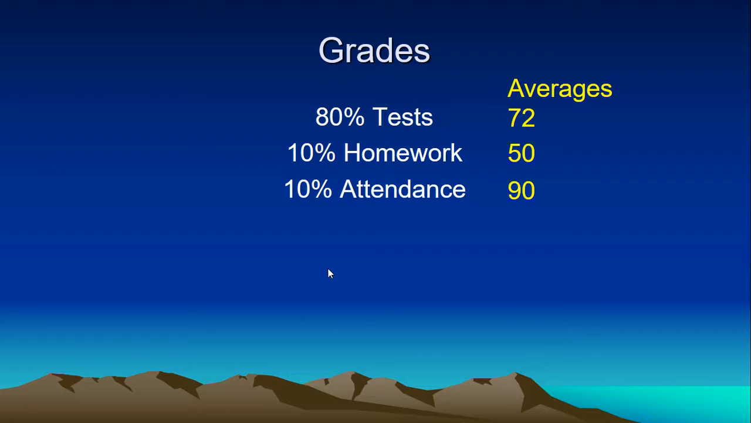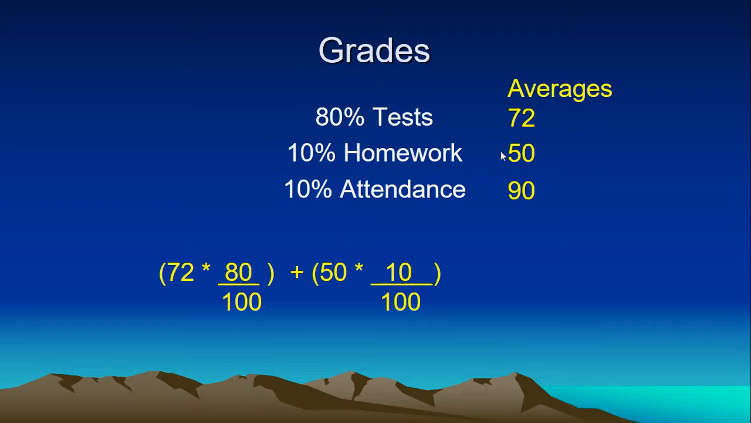The way you calculate that is you take your average that you got in the class times 80 over 100. That's just a percentage, 80 over 100. You can do this part right here in your head if you want. You can just say 72 times 0.8. Plus 50 times 10 over 100, or 50 times 0.1. Plus 90 times 10 over 100, or 90 times 0.1.